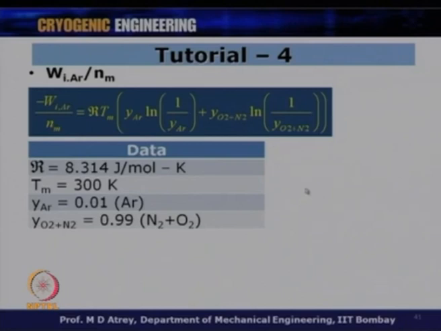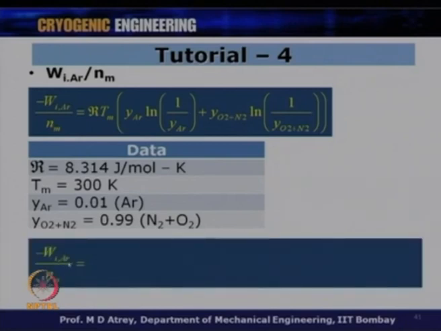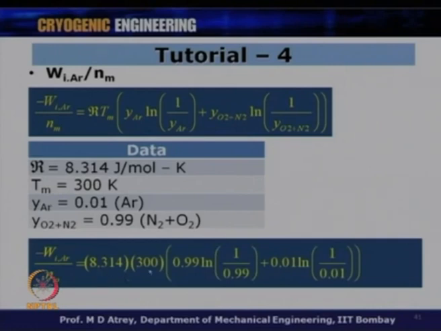So, putting the respective values over there, work of separation of argon per mole of mixture is equal to 8.314 into 300, into 0.99 log 1 upon 0.99, which is this particular bracket, plus 0.01 log 1 upon 0.01, which is referring to the argon gas, and is equal to 139.6 joule per mole of mixture. This is what my work of separation per mole of mixture is given as.